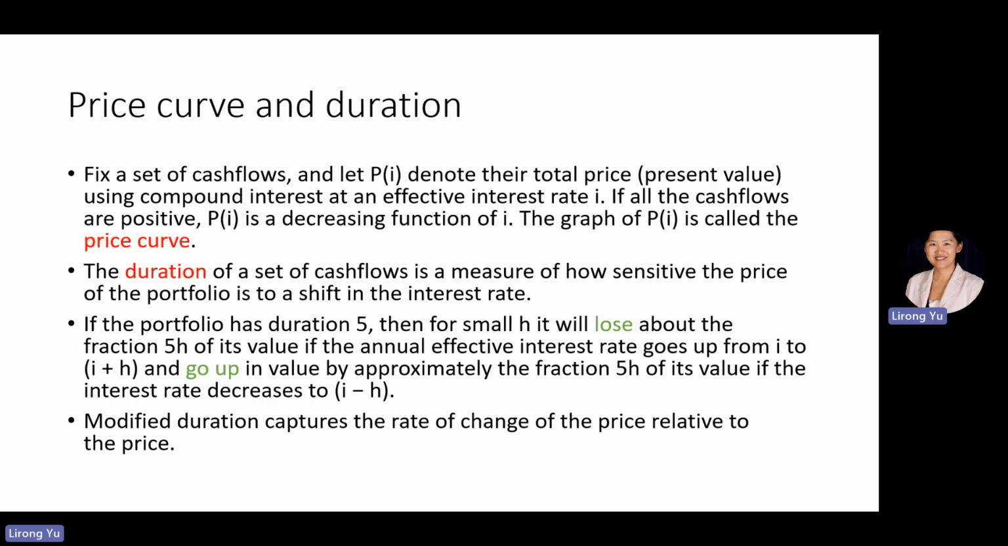All right, we're gonna try to think about the reason for this. So for a fixed set of cash flow, let's talk about notation. P_I denotes the total price, P as capital letter of price, using compound interest rate of I. So price is a function of the interest rate. And this is called a price curve because price can be affected by the interest rate. And this could be a price for your portfolio.